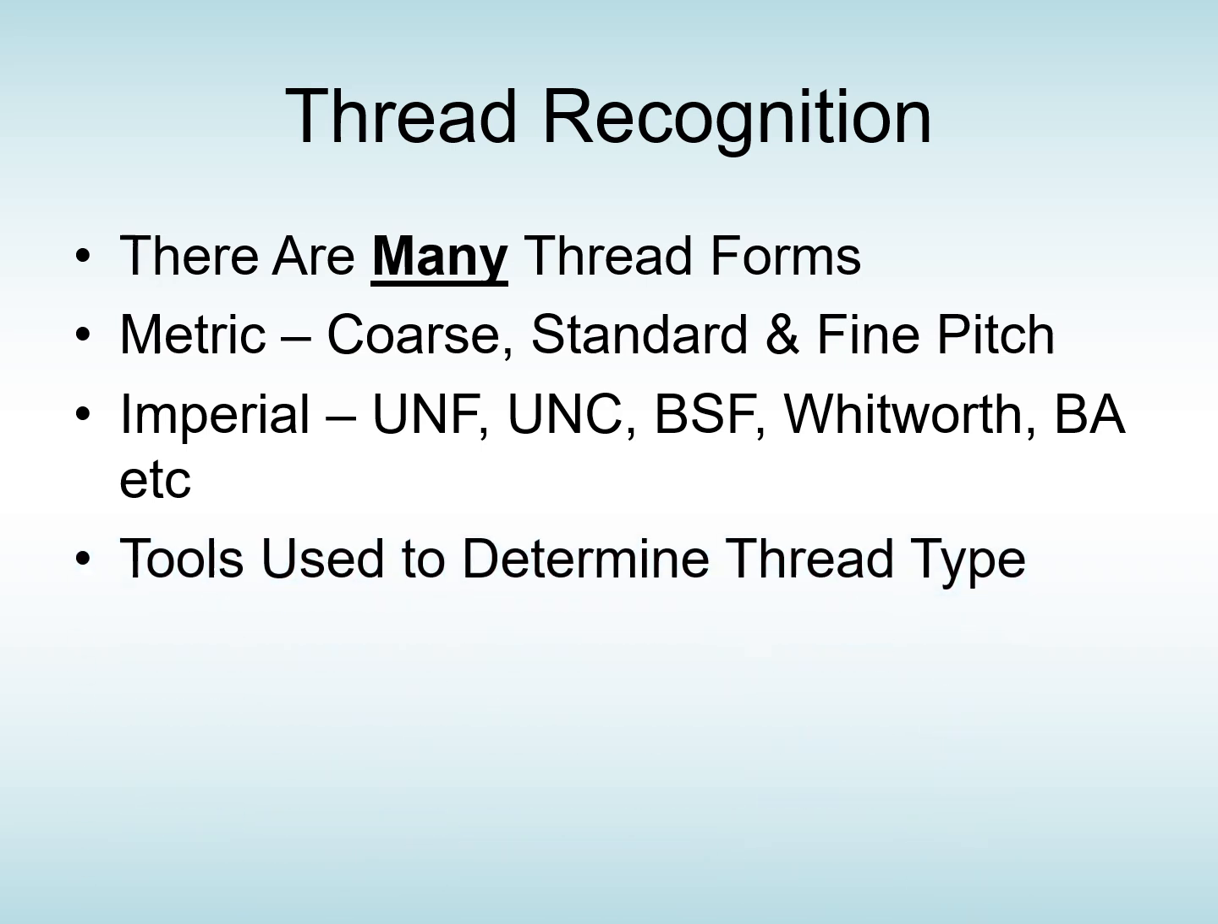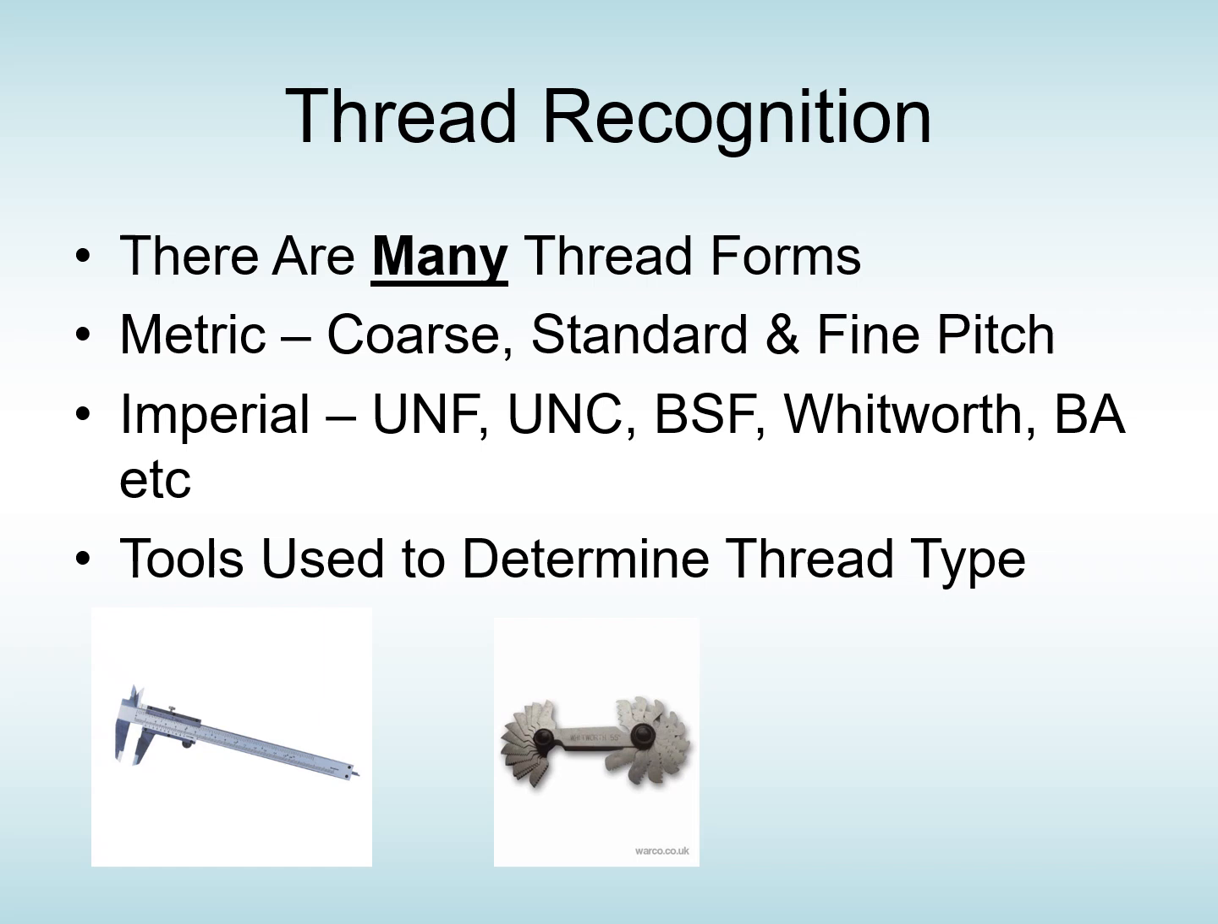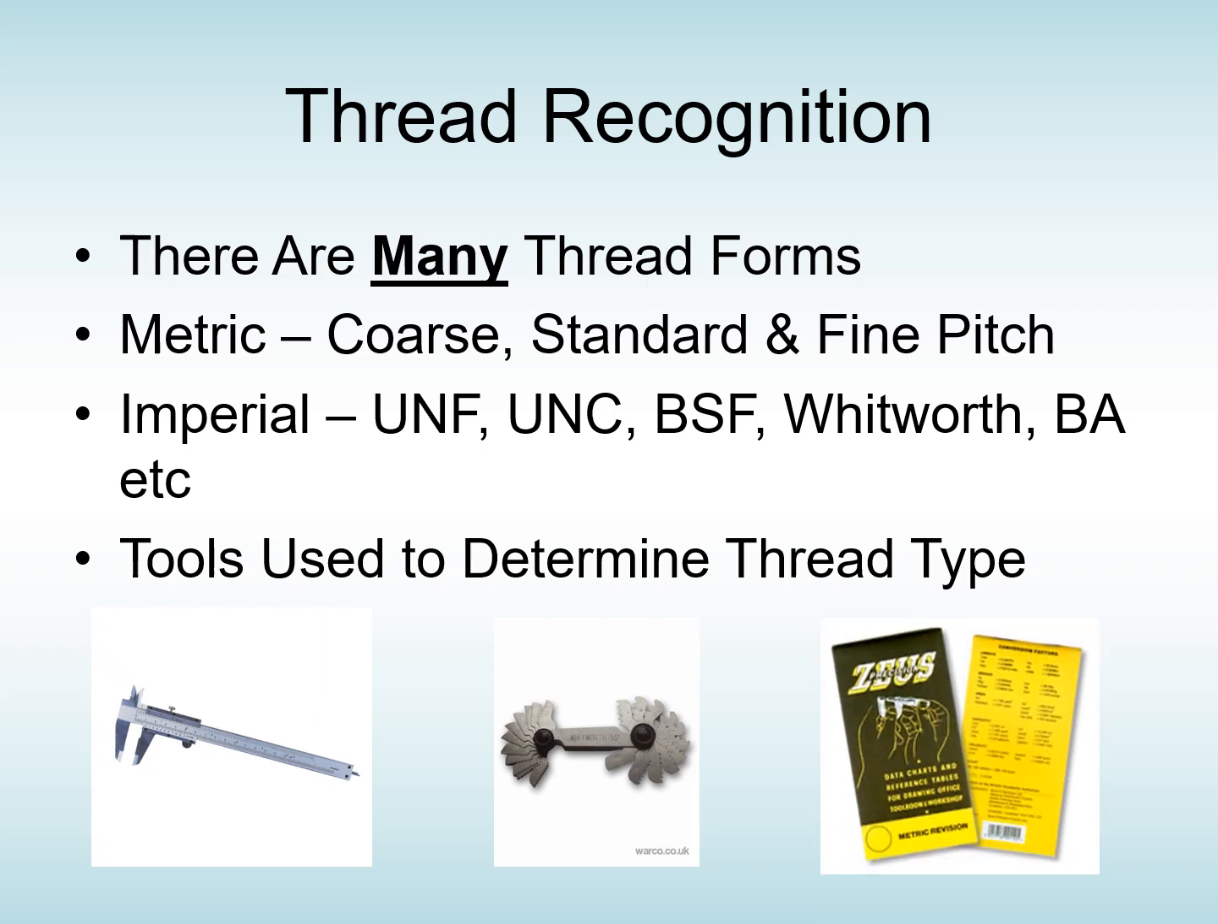Now, the tools that we use to determine the thread types are a measuring device, a screw gauge or a pitch gauge, and lookup tables. And that Zeus book is one of the handiest things you'll ever own. So I would recommend that you go out and buy one.